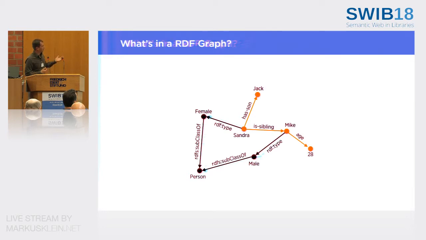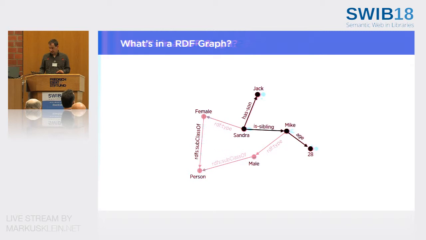So there are people like Sandra and Mike, and they have family relationships in between them. But if somebody asks you what's in your graph, you typically would use the schema terms. You say, okay, I have persons in my graph, and some of them are females, others are male, and they are related by the has-son or other family relationship.